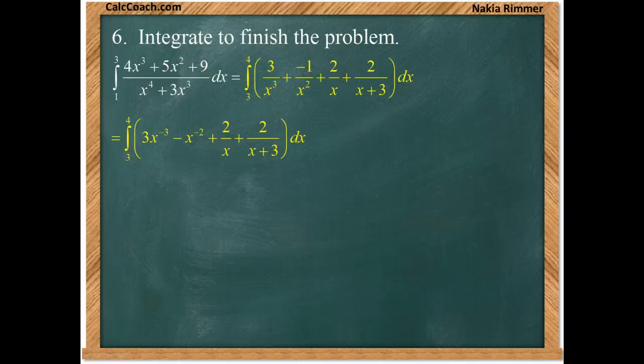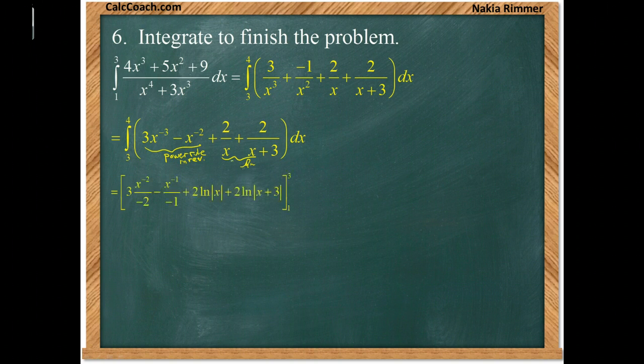Power rule on these first two guys in reverse. And then the other guys will just be logs. LNs. Okay, so we get x to the negative 2 over negative 2, x to the negative 1 over negative 1, and then we get 2 log x and 2 log of x plus 3. Absolute values in there, of course. And our integration is from 1 to 3. Sorry about that.